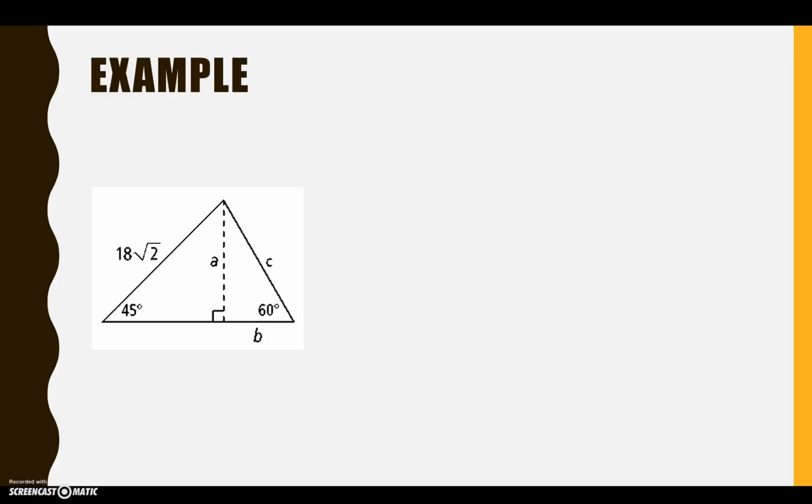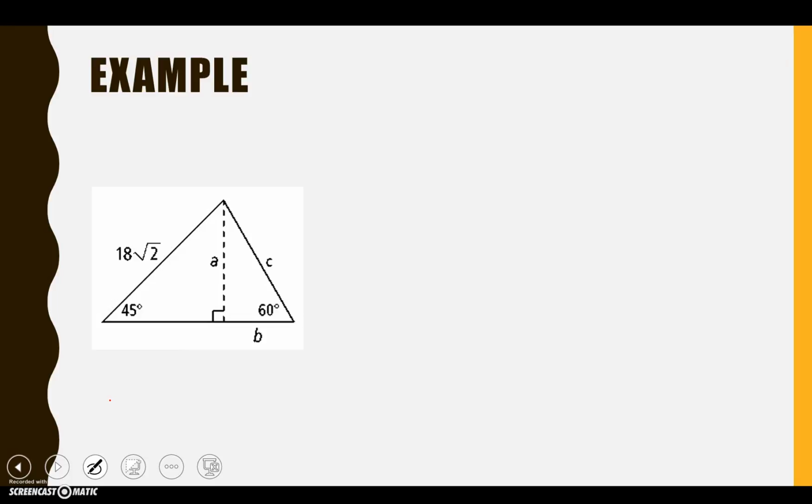Okay, so this is the last one that we're going to do here. We're going to find the values of a, b, and c. And as you can see, I've got two triangles that make up this triangle here. On the left-hand side is a 45, 45, 90, and on the right-hand side is a 30, 60, 90. And I'm given one value here, which is 18 square root of 2.